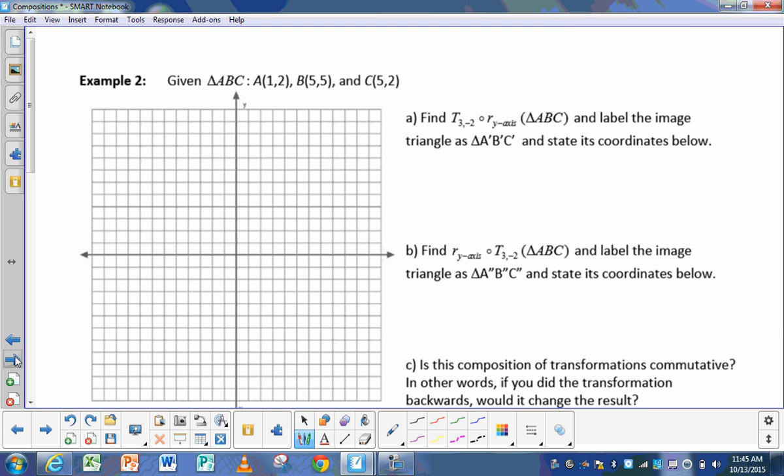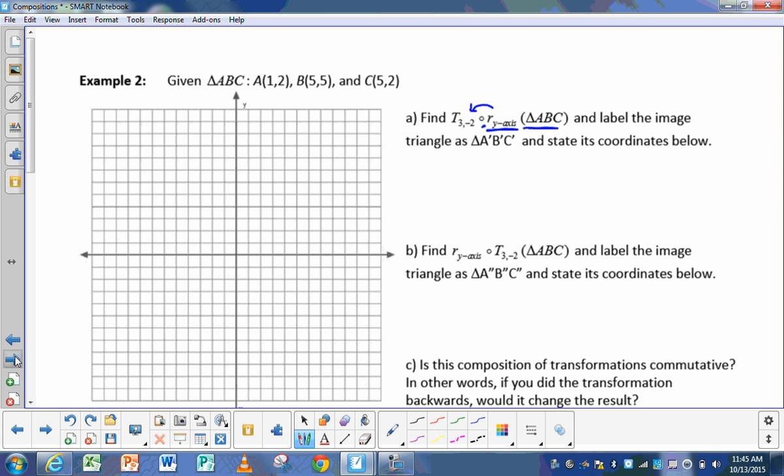All right, so now we have another example. We're going to go ahead and draw the triangle ABC again, and then we're going to do two things. The first thing, if we look at part A, is that we're going to take the triangle ABC. We're going to first reflect that over the y-axis. Then we're going to translate that 3, negative 2. So we're going to translate that by moving it to the right 3 and down 2.